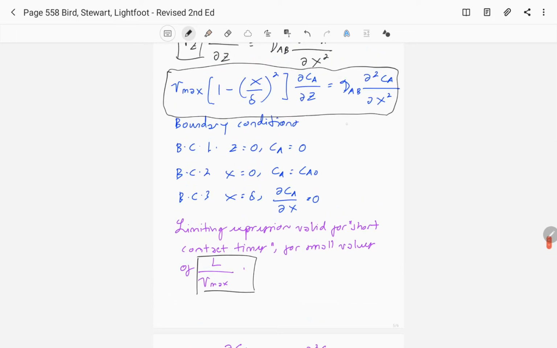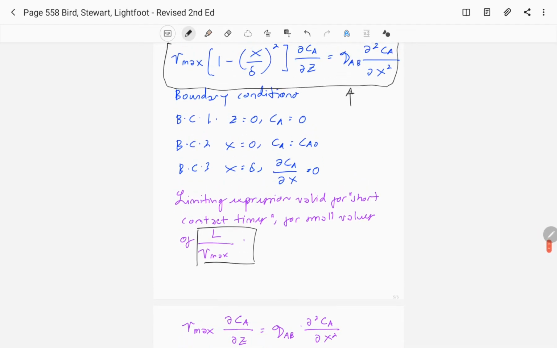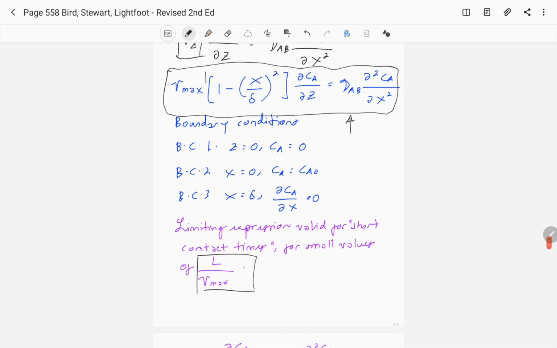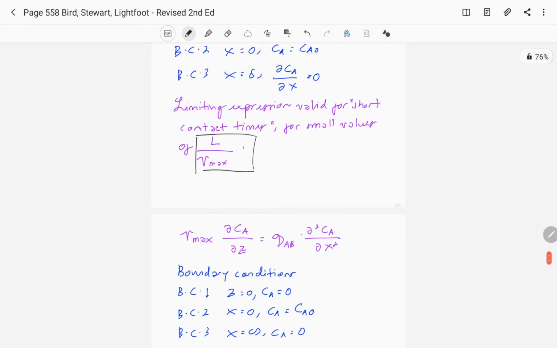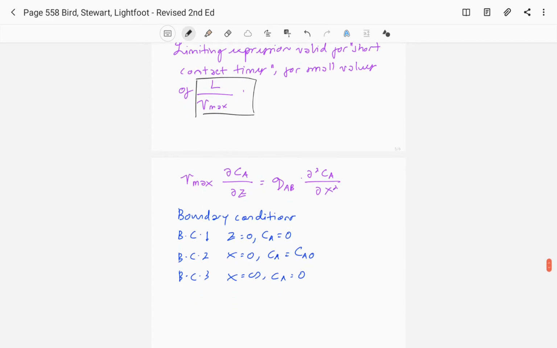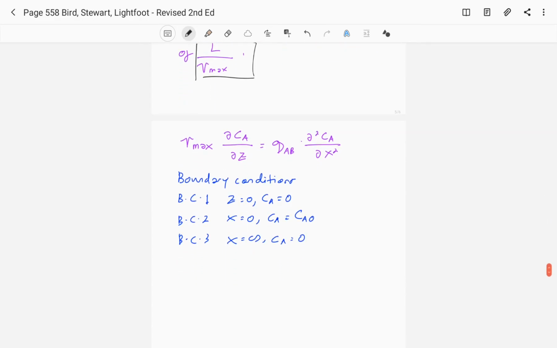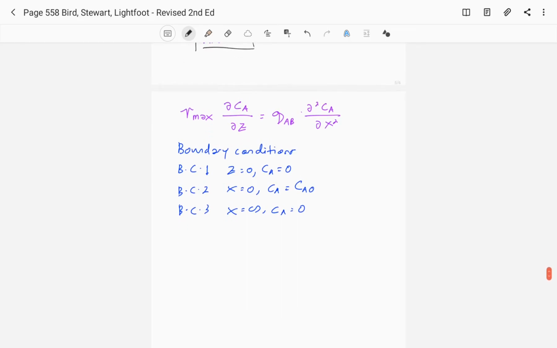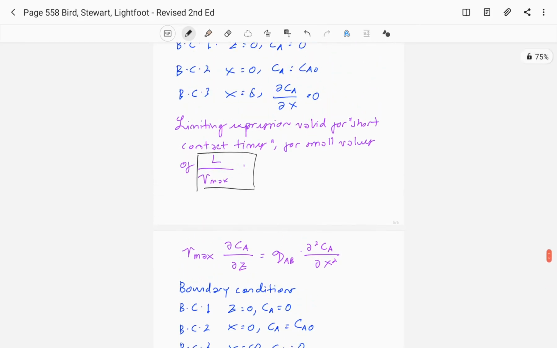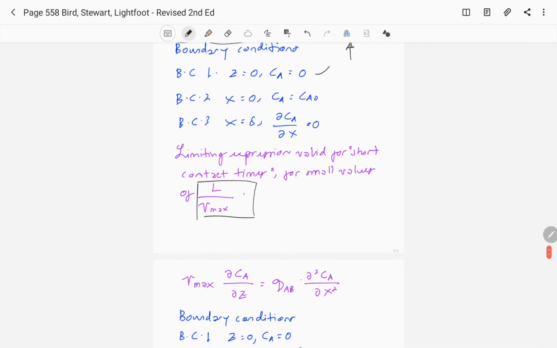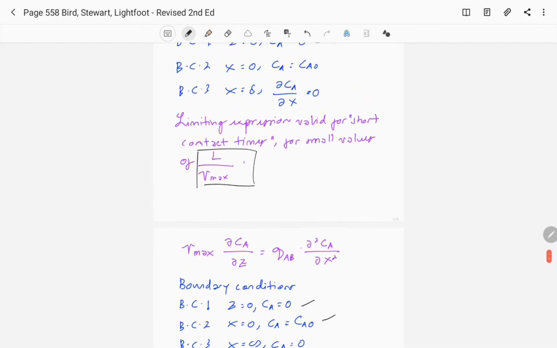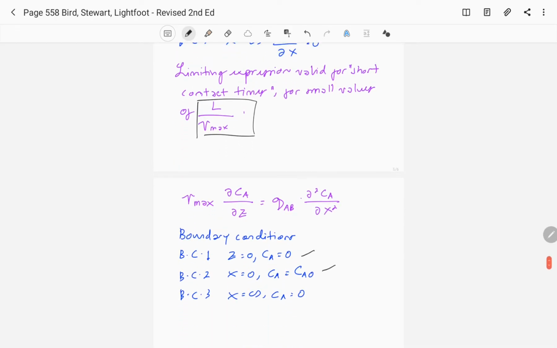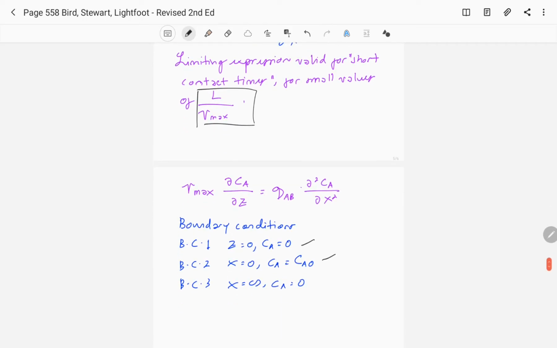So these equations in here can be simplified into the equations in here, where we basically neglect this term in here. So Vmax multiplied by del Ca over del z will be equal to DAB multiplied by del squared Ca divided by del x squared. And the boundary conditions are still the same for the first one. At z equals 0, Ca equals 0. At x equals 0, Ca equals Ca naught. However, at x equals infinity, Ca equals 0.